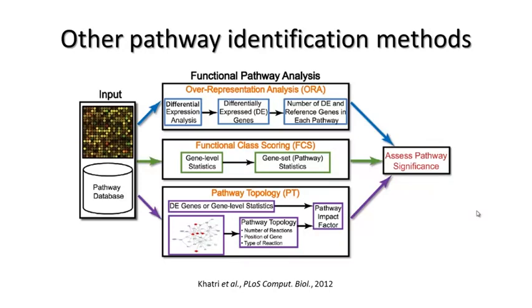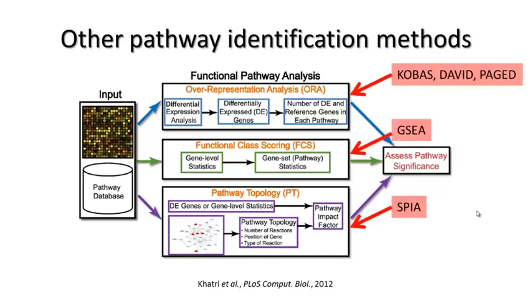Cobas is only one of the pathway identification methods. It belongs to the group of overrepresentation analysis methods. Two other groups of methods include functional class scoring and pathway topology. For example, Cobas, DAVID and PAGED belong to the first group. GSEA is based on functional class scoring, and SPIA is based on pathway topology. If you're interested in the problem of pathway identification, I encourage you to learn about these other methods as well.